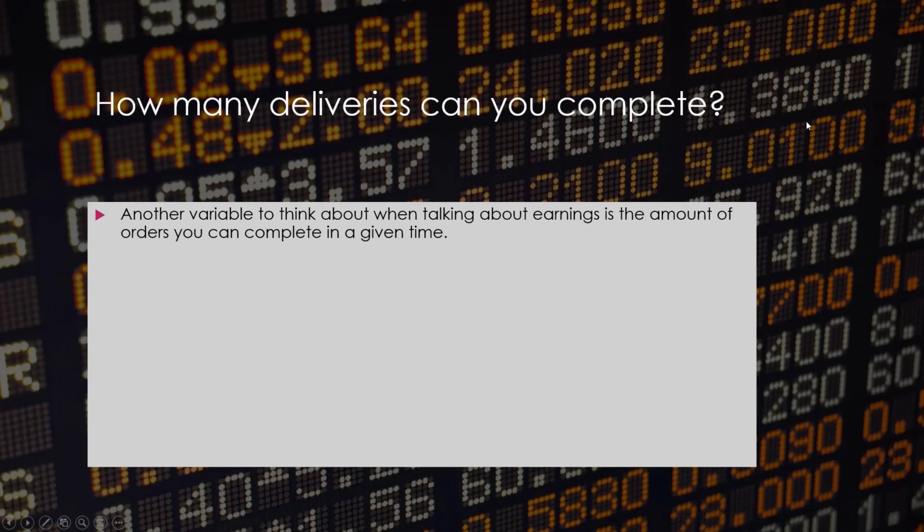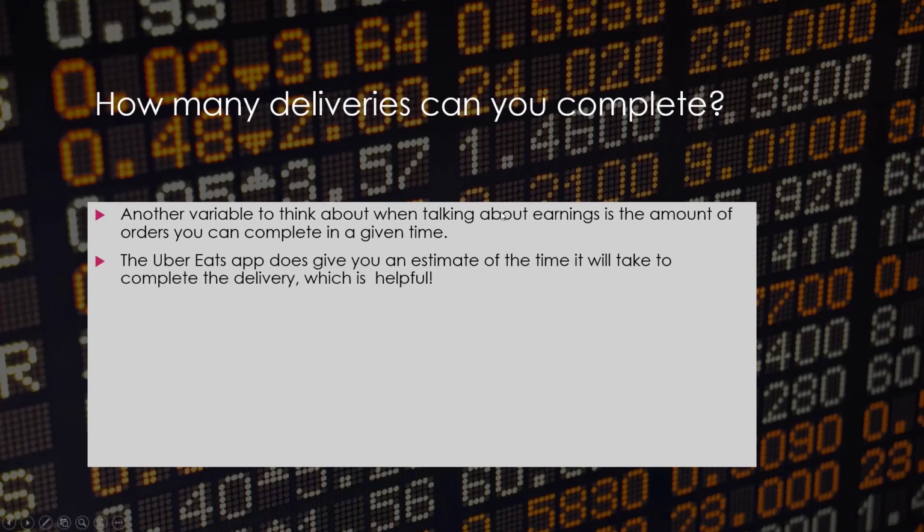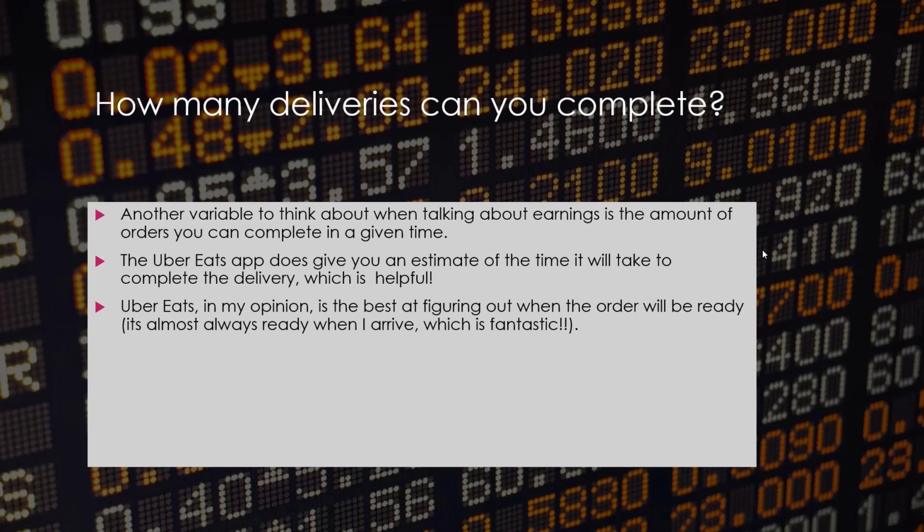Another way you can make more money, figure out how many deliveries you can complete. So another variable to think about when talking about earnings is the amount of orders you can complete in a given time. The Uber Eats app does give you an estimate of the time it will take to complete the delivery, which is helpful. Uber Eats, in my opinion, is the best at figuring out when the order will be ready. It's almost always ready when I arrive, which is fantastic. I never have to wait more than like 5 minutes at a restaurant. Doordash and Grubhub cannot say that. This is why I will accept an Uber Eats delivery if it meets my other criteria over a Doordash or a Grubhub. It's because I know that the food will probably be ready.